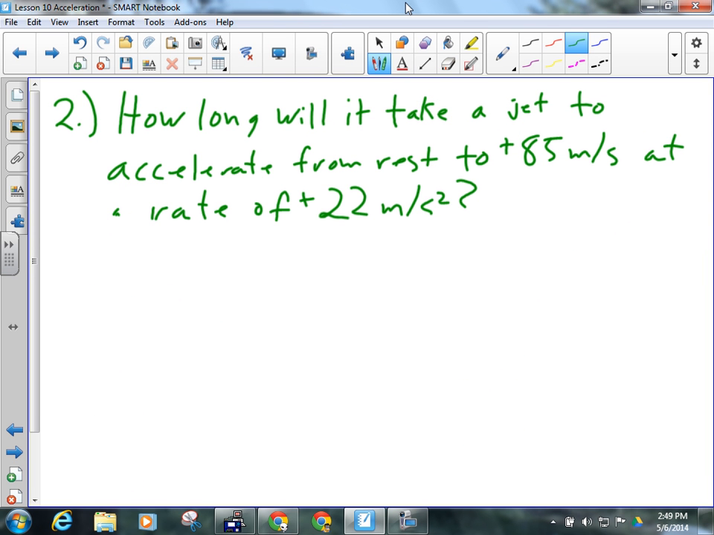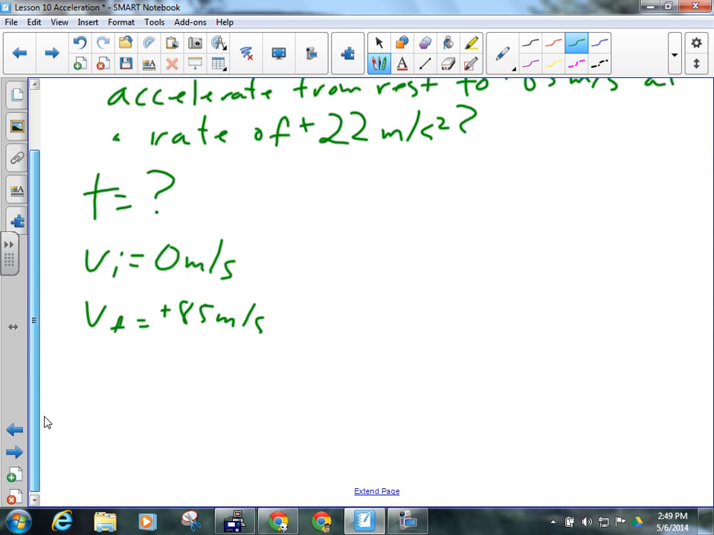Here's our second one. How long will it take? If a question asks how long will something take, what are they asking you to calculate? Time. So time is my unknown in this question. How long will it take a jet to accelerate from rest, VI equals 0, to 85 meters per second, positive 85, at a rate of positive 22 meters per second squared? Meters per second squared are the units for acceleration.